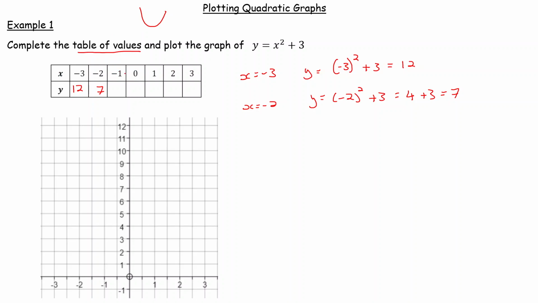When x is now negative 1, let's put it into our equation. So when x is equal to minus 1, I put it into my y equation. So y is equal to x squared, where x is now minus 1, and we're squaring it, and we're adding on 3.